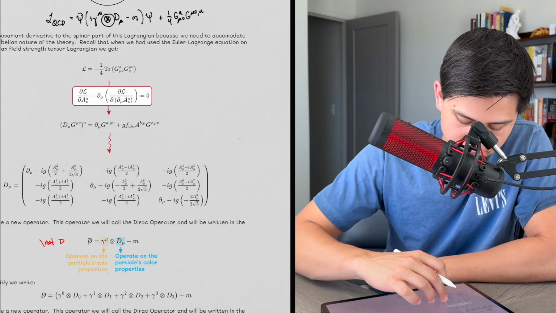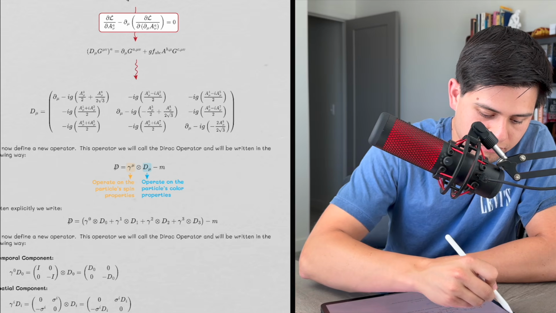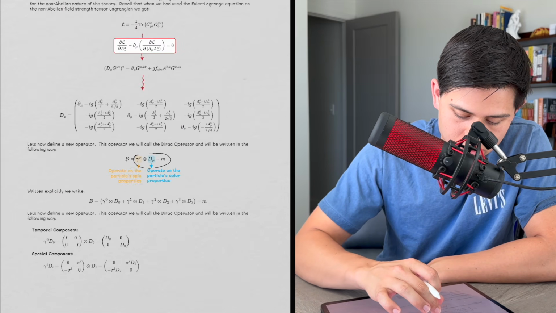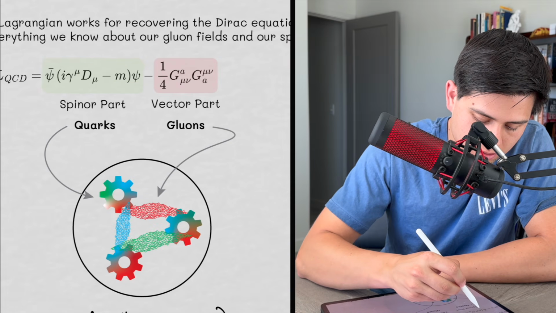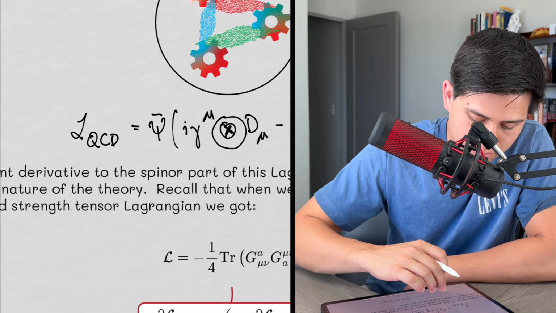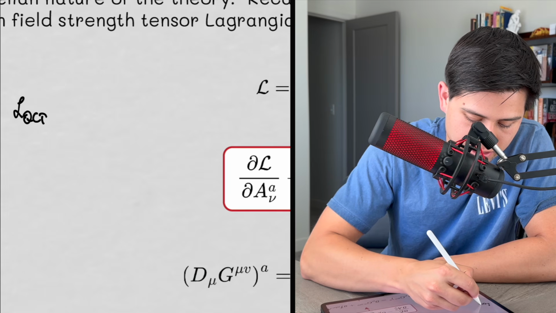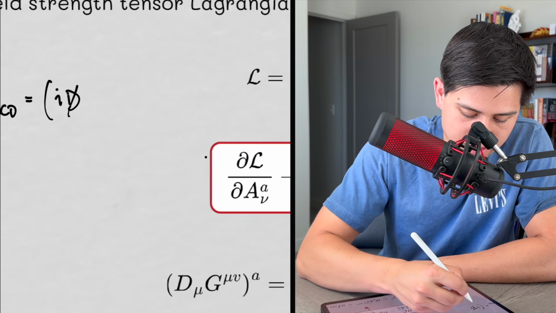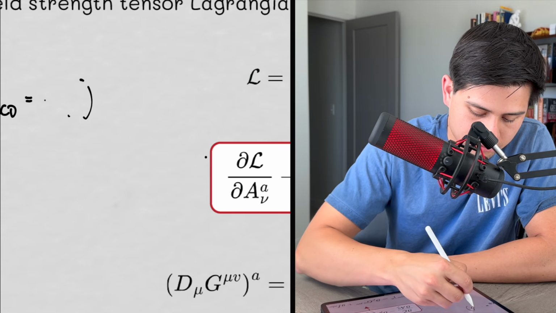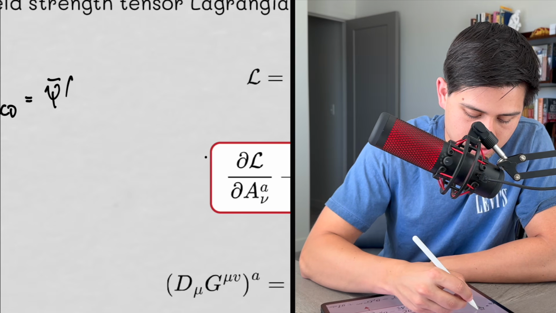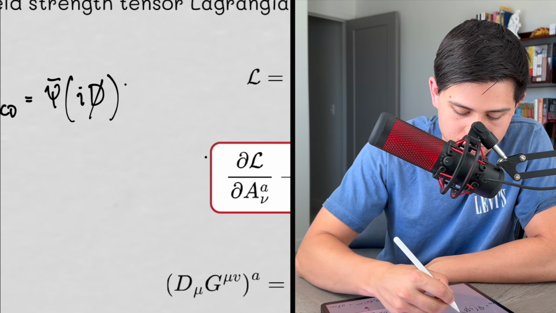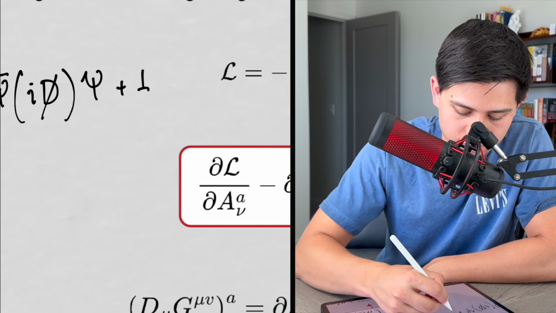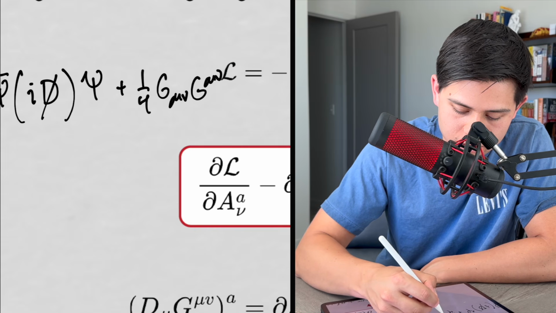So what we're going to do now is we define this Dirac operator. Here's our Dirac operator, right? So our QCD Lagrangian now is equal to psi bar i d-slash psi, and then plus 1/4 G mu nu, G mu nu a, right?